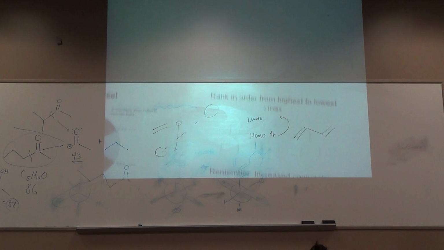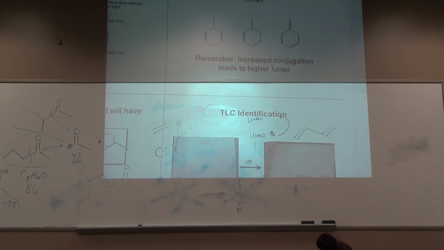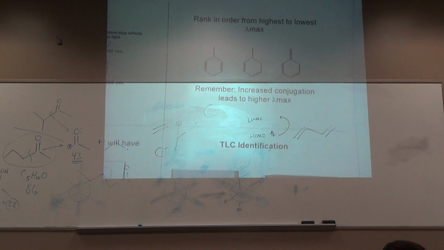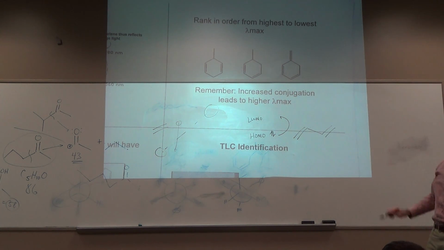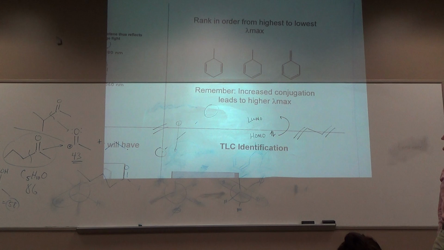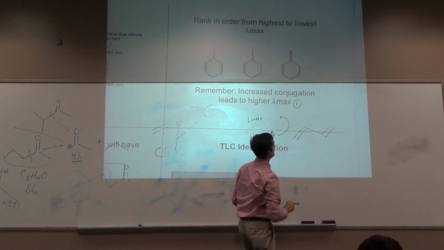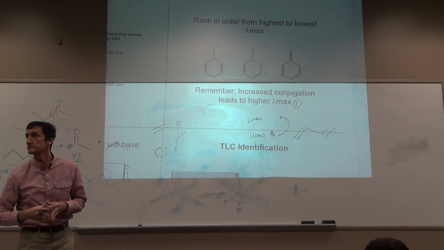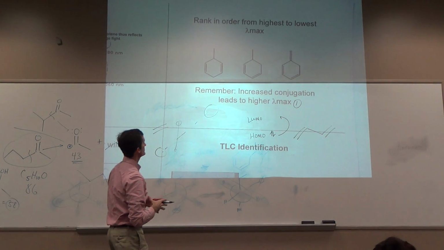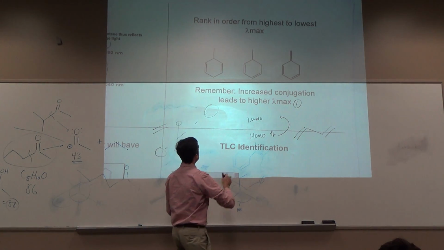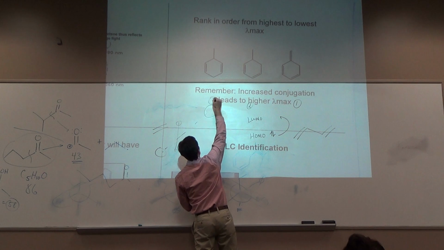Okay, types of questions you'll see here. Rank these three in order from highest to lowest lambda max. Which one will have the highest lambda max? That's 1. Why is that 1? Why are we going to have the highest? Most conjugation. Okay, what's going to be the next? 2, 3. Why is 2 higher than 3?